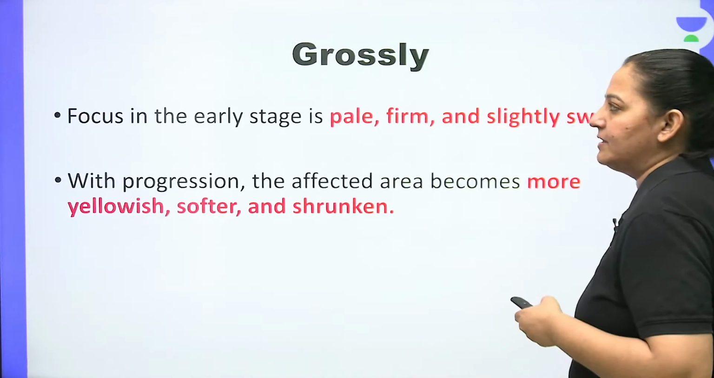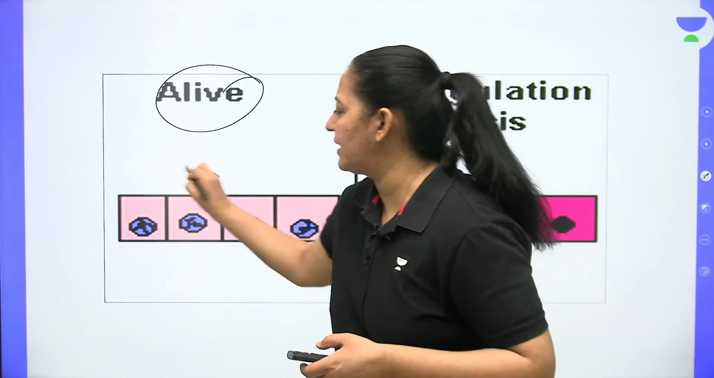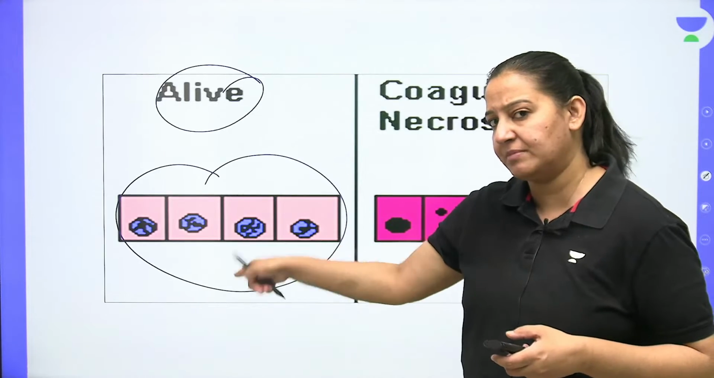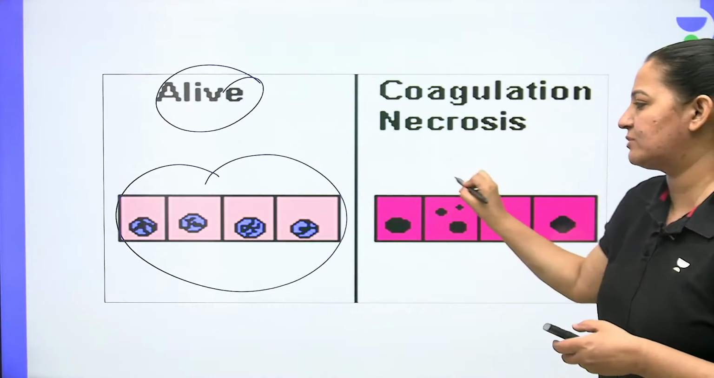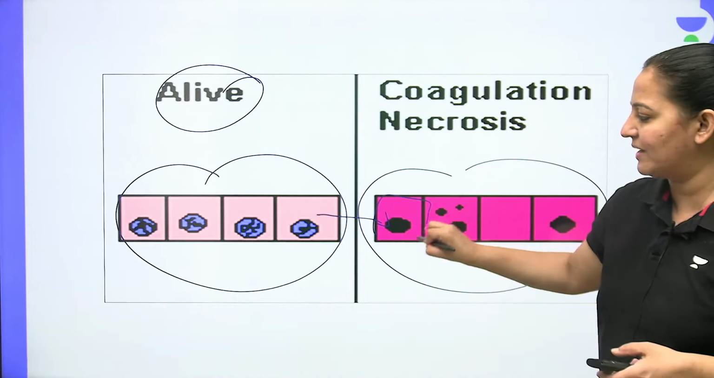See the diagram. This diagram I'm talking about. See, this is a group of alive cells. These four cells are live. They have three features. They have shape, they have cytoplasm, they have nucleus. So based on the three details, they are live, right? Now see the group of these four cells. You can see, comparing to this, only the outline is maintained.